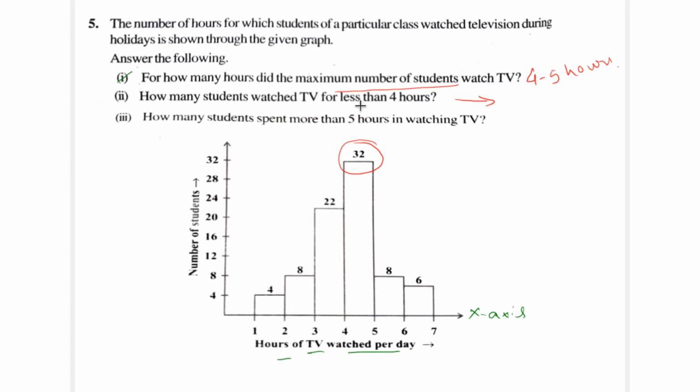Number 2, how many students watch TV for less than 4 hours? Less than 4 hours means below 4. Here it is 4. Less than 4 hours means these groups 1, 2, 3, 4. The frequencies are like this: 4 plus 8 plus 22. So the answer is 34 students.